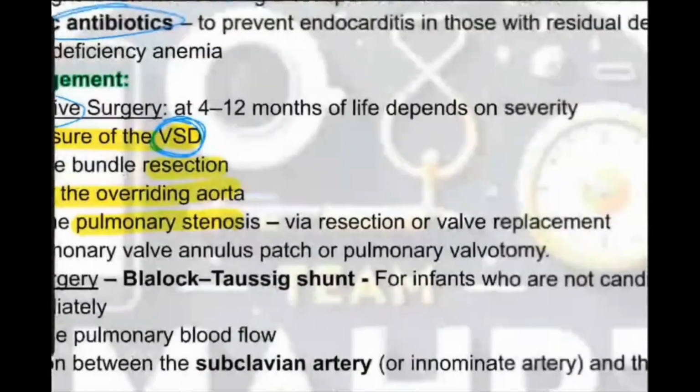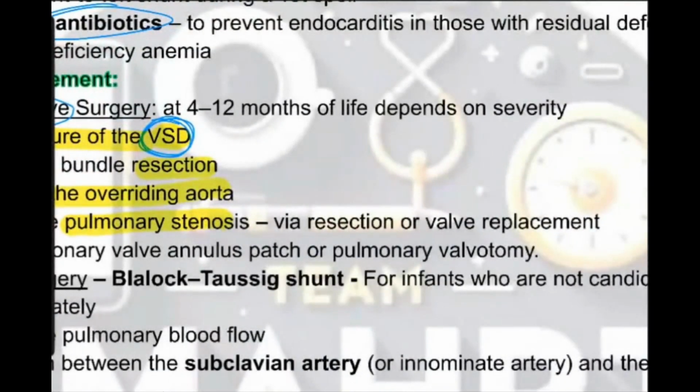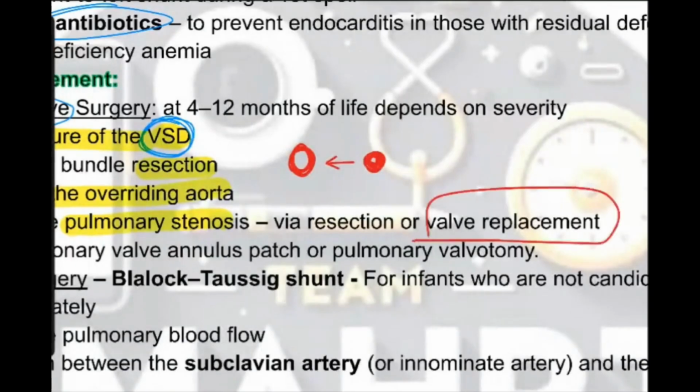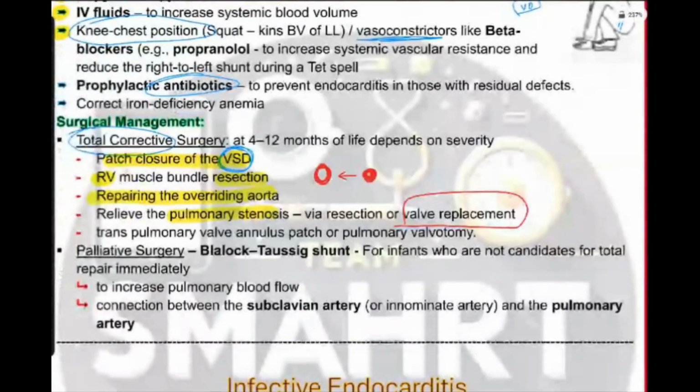How can you relieve it? For example, if this is a normal valve, then this will be the stenotic valve, with decreased lumen. So how can I correct this? Either I can resect the excess part to make it like this, or I can directly replace the valve. So these four steps are known as total corrective surgery.